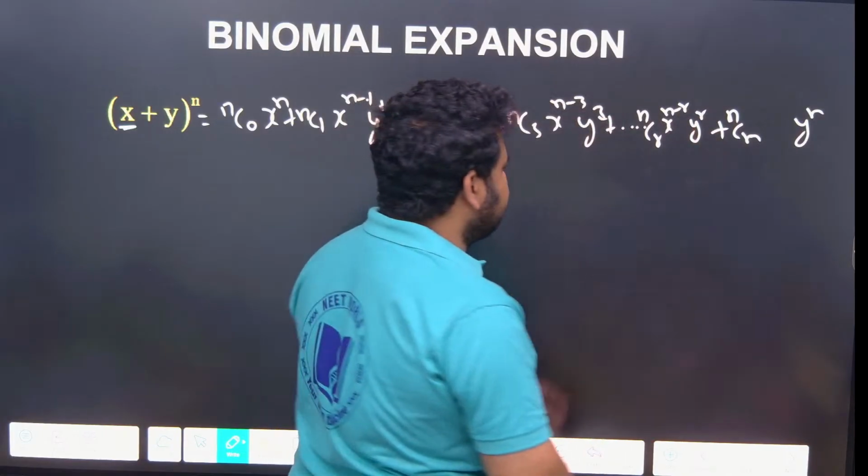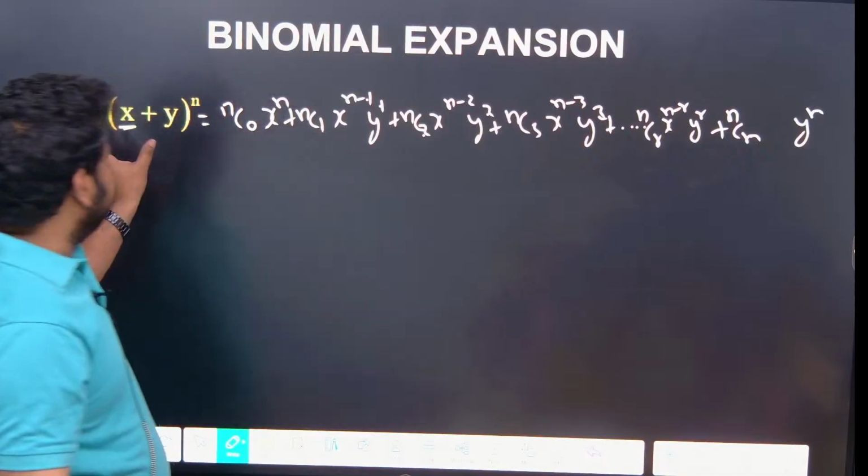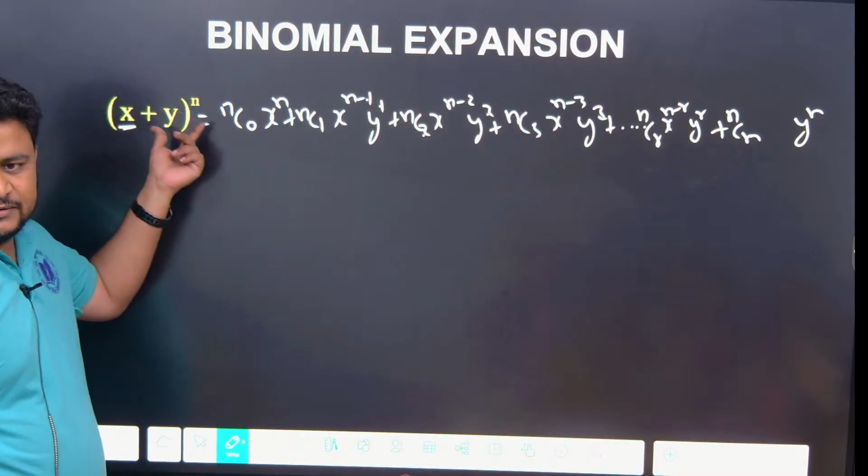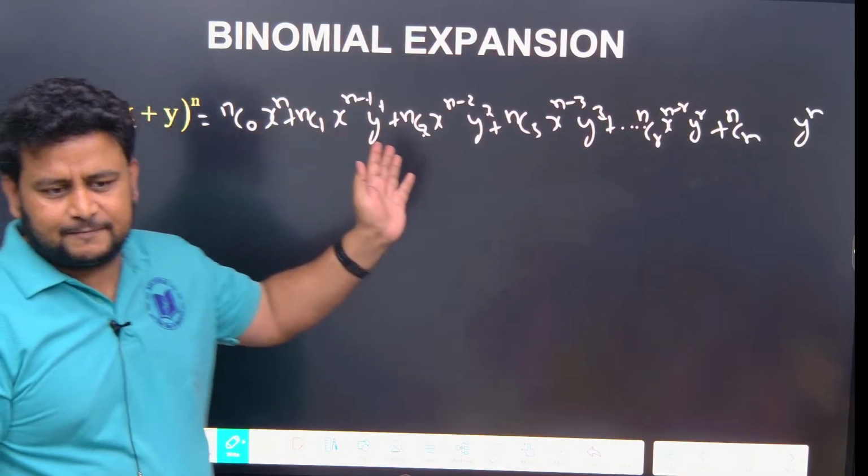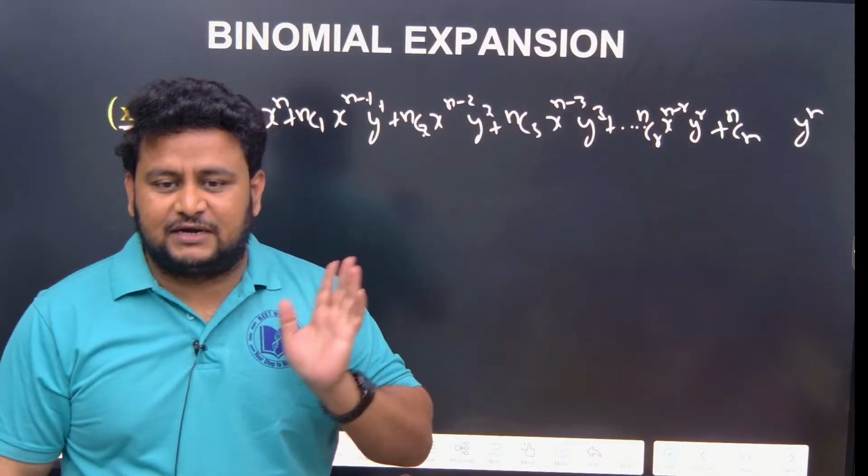Correct na? Y power r. Now, whenever they say, very important, (x + y)^n. How many terms are there here? n + 1 terms. Okay.